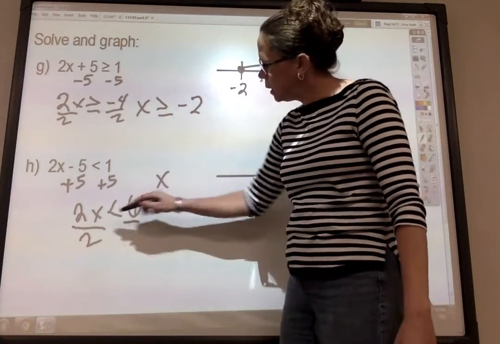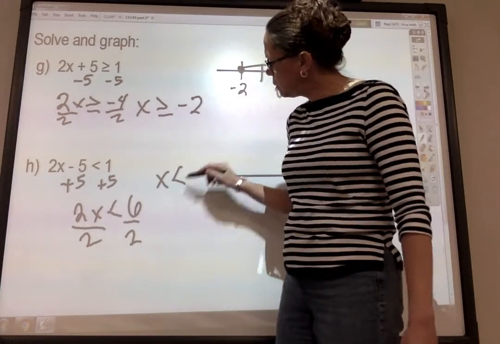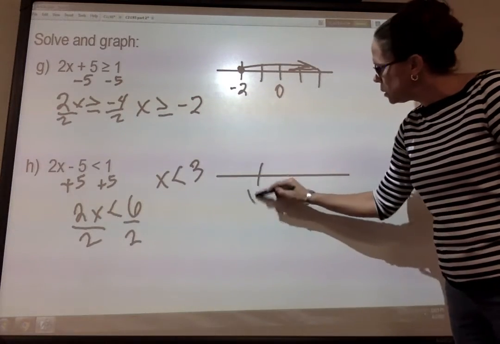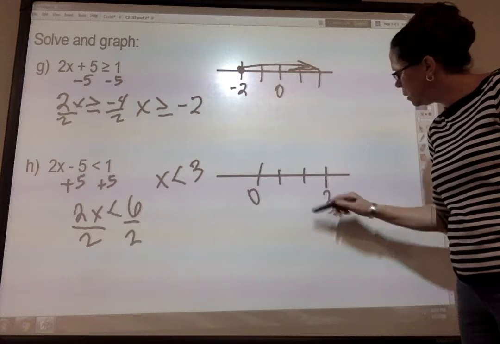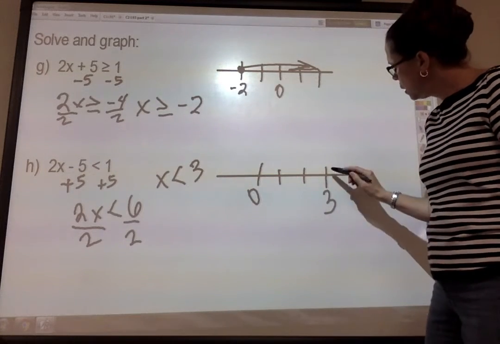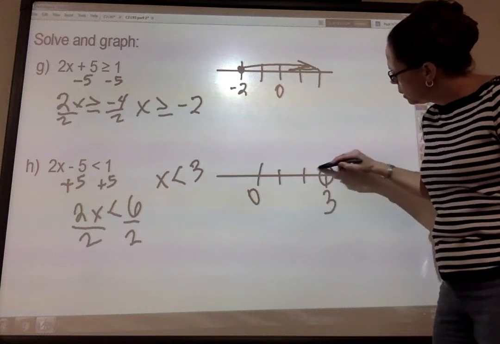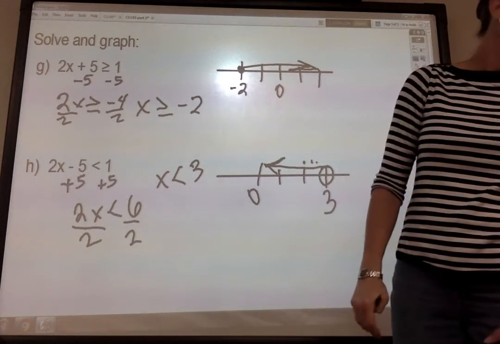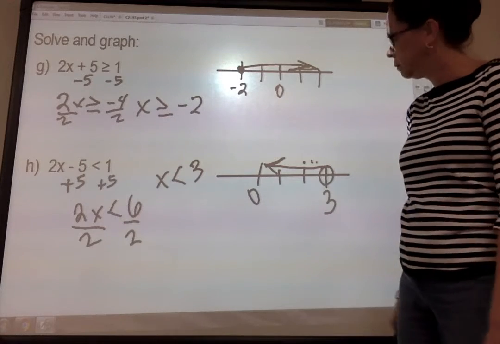I get x is less than 6 divided by 2 is 3. Okay? 0, 1, 2, 3. X is less than 3. Open circle on 3. Arrow to the left. Those are the values that are less than 3.